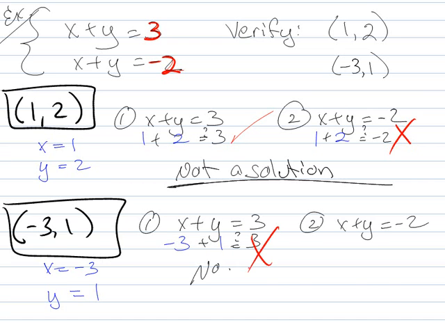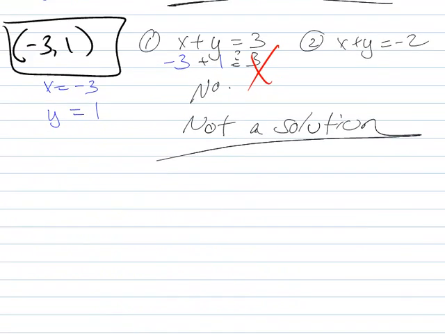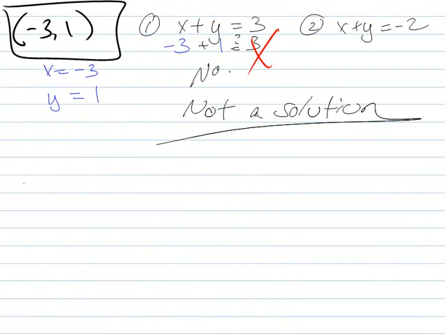So in fact, we don't even have to check the other one because in order for it to be a solution, it has to meet both requirements. So since it doesn't meet the first one, we don't even have to bother testing the second one, and we can just say this is not a solution. So just for completeness' sake, and actually this is a very, very important thing to do, let's go ahead and graph these and see what we get.